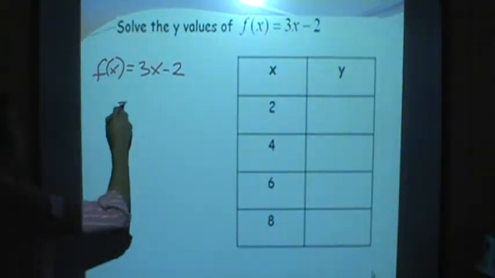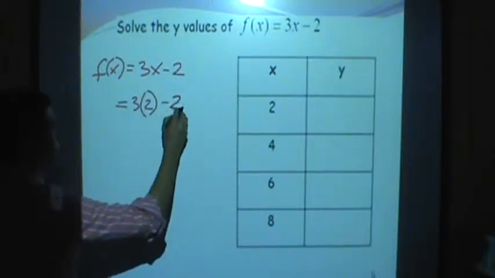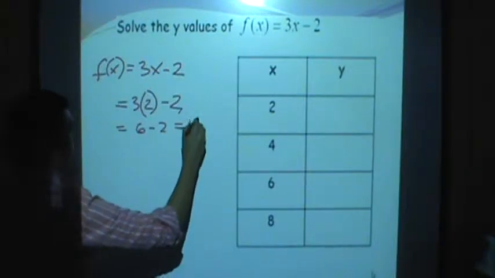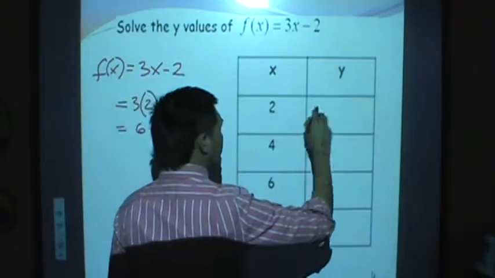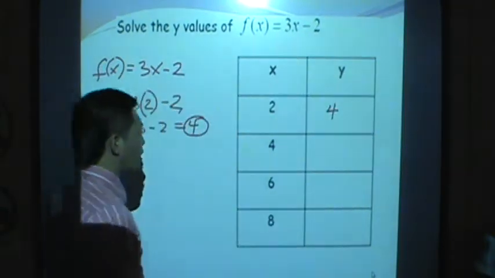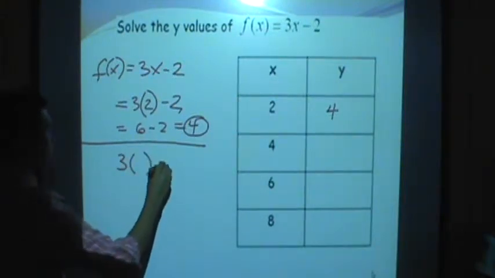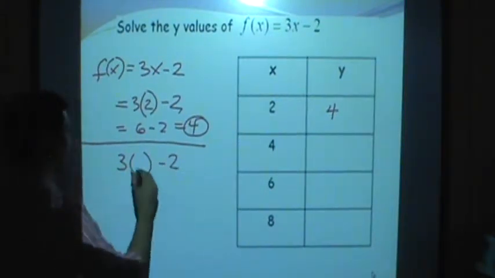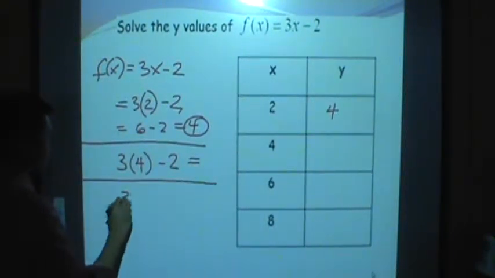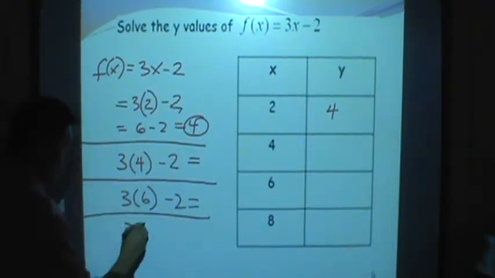So here, what you need to do this time is to plug in 2. Okay? And that should give you 6 minus 2, which is equal to 4. So now for the value of y having an x of 2, it will be equal to 4. Now, you do the same thing. This time, we're going to use 4. Okay? And then we're going to use 6. Then 8.